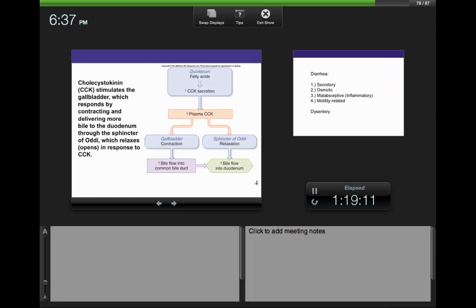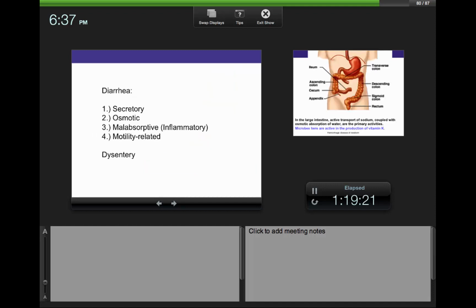All right, you guys, this is pretty much just a flow chart reviewing CCK because of bile. There are differences between the diarrheas too. Can't forget about diarrhea.